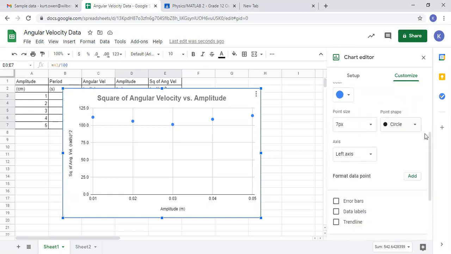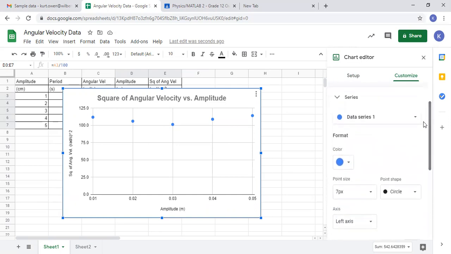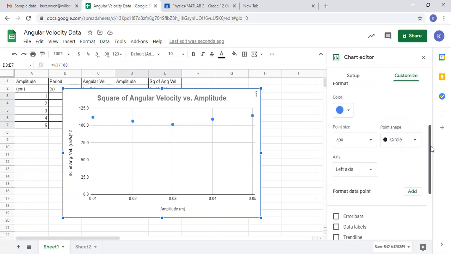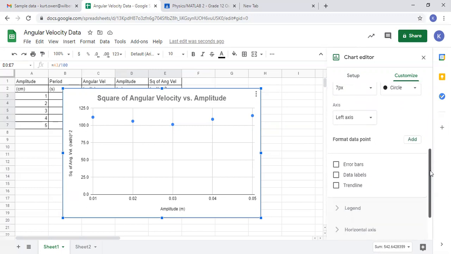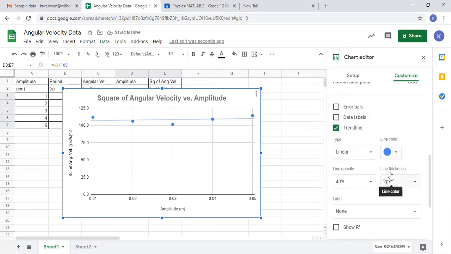Series. Let's see, so we're looking at data series 1. That's the only series here. Okay, so I definitely want to put in a trend line. And when I choose to put in a trend line, I can pick which kind of trend line. I'm going to pick a linear one.